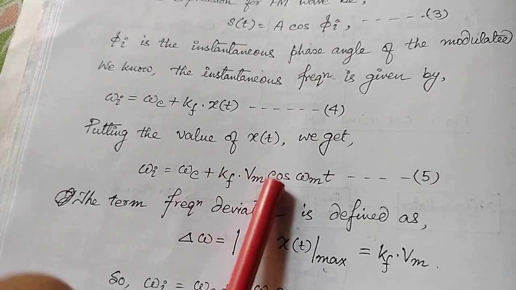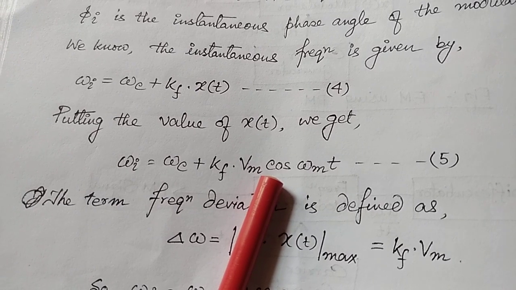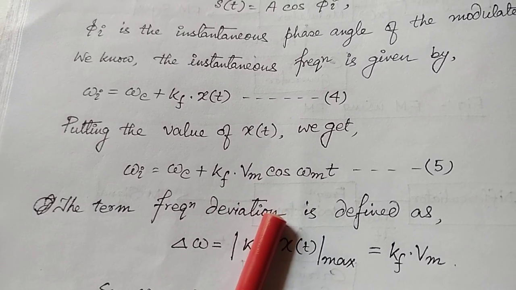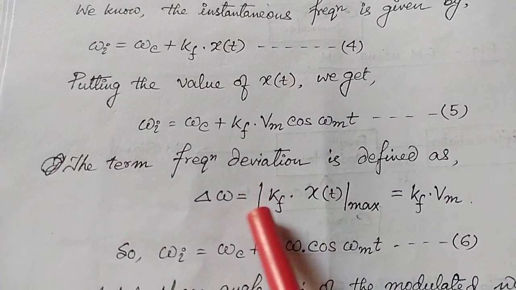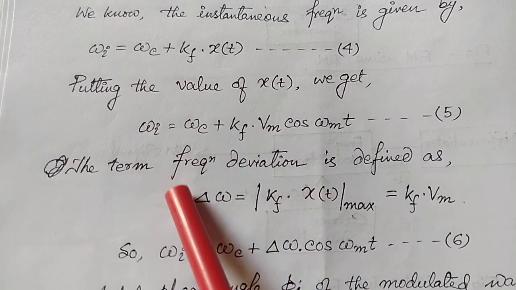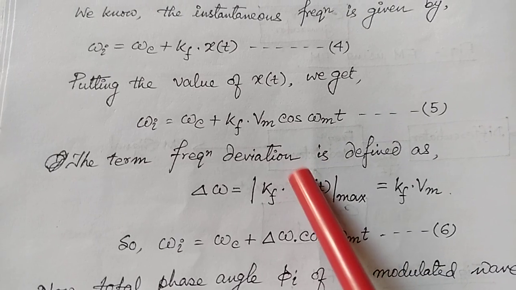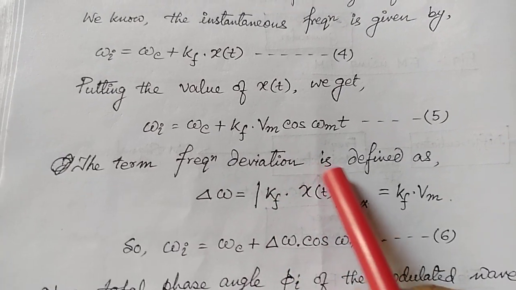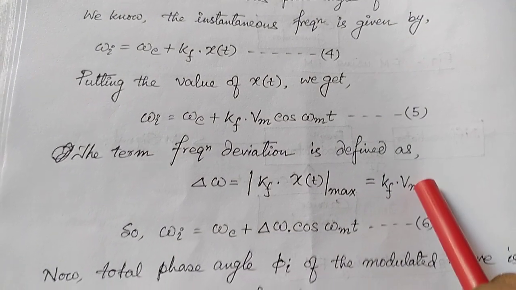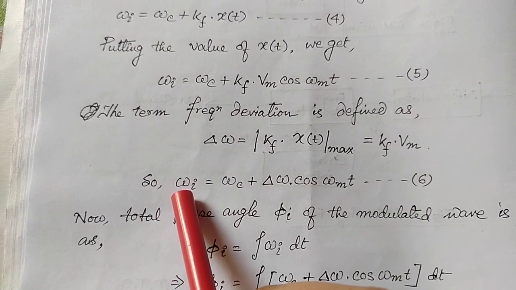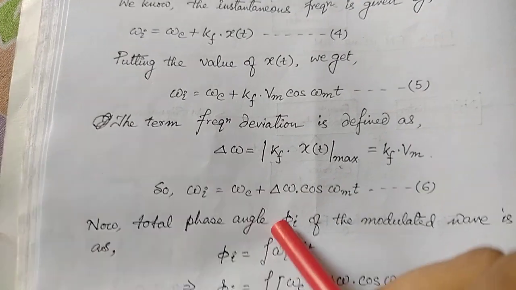The instantaneous frequency is given by ωi equals ωc plus kf x(t). Putting the value of x(t) here, we get ωi equals ωc plus kf Vm cos ωm t. Now another important term in the case of FM is frequency deviation, defined as Δω, how much the frequency will change. It is the modulus of kf x(t) max. Kf is a constant and the maximum value of x(t) is Vm, so Δω equals kf into Vm. So my instantaneous frequency is ωi equals ωc plus Δω cos ωm t.